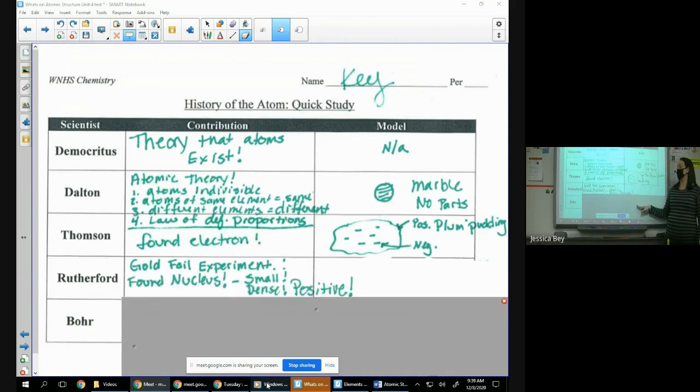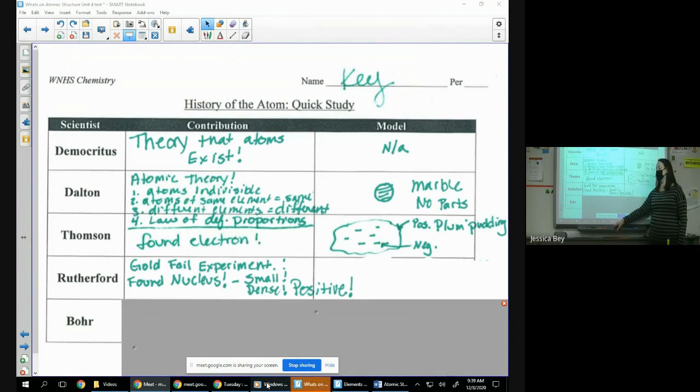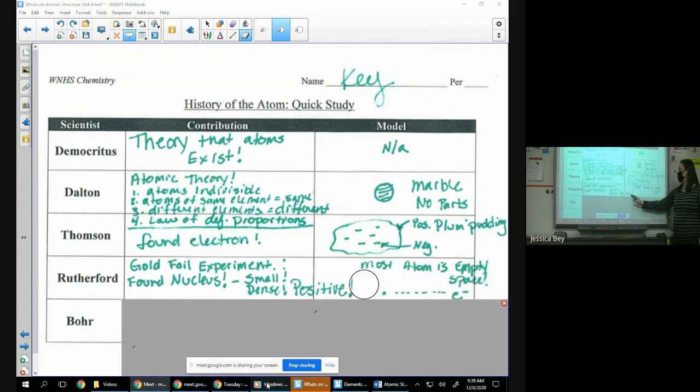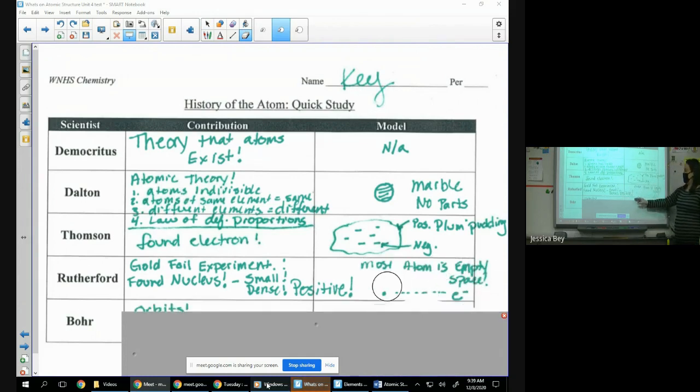And what Rutherford found was the nucleus. He said that it is small, massive, and dense, and positively charged. And so he said, I don't know a lot of things, but what I do know is that most of the atom is empty space. You have a teeny, teeny, tiny nucleus, and then very far away from that are the electrons. That's all he knew for his model.